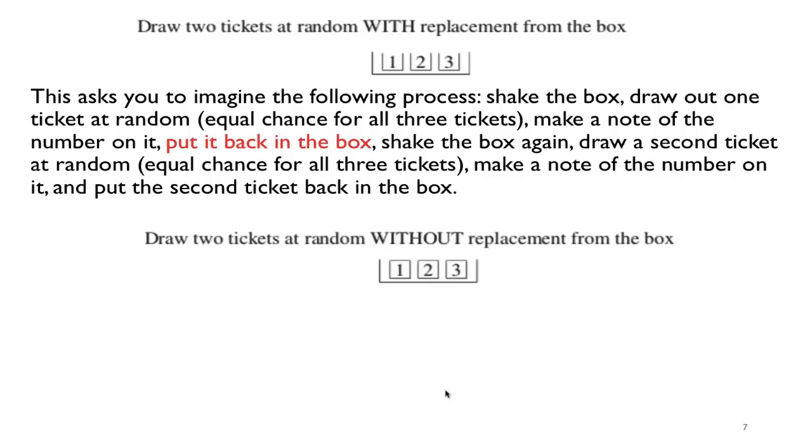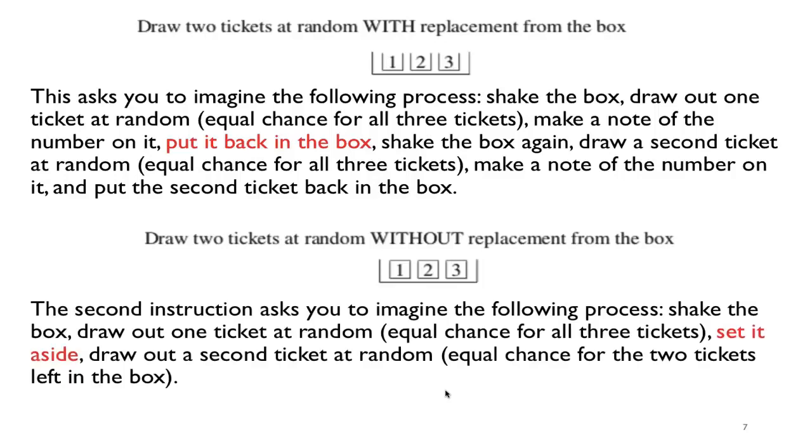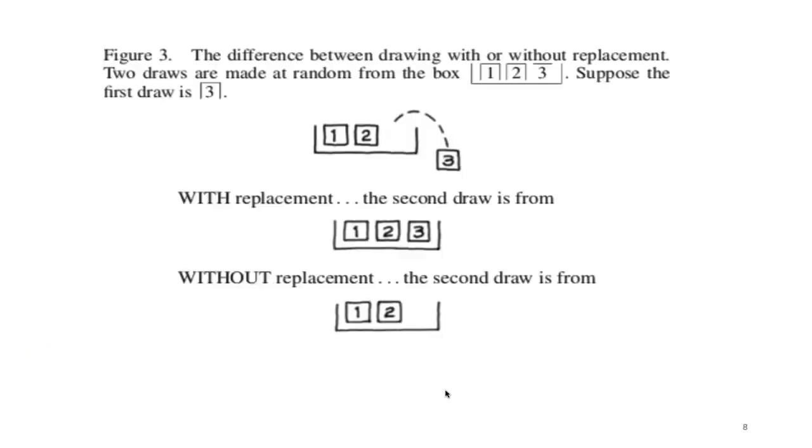And then here's another thing that we might sometimes do: draw 2 tickets, but this time we do it at random without replacement. That means we pick the first ticket, see what it is, set it aside, we don't put it back, and then we pick the second ticket from the box, and this time it only contains 2 tickets. So again, with replacement, you take it out and you put it back, and without replacement, you take it out but you don't put it back.